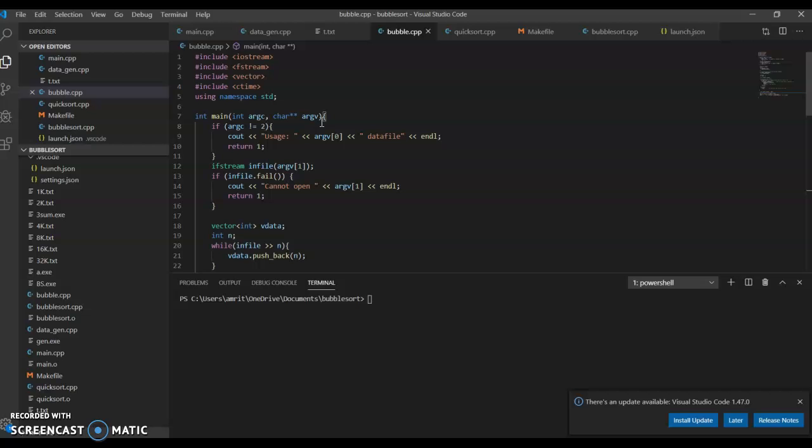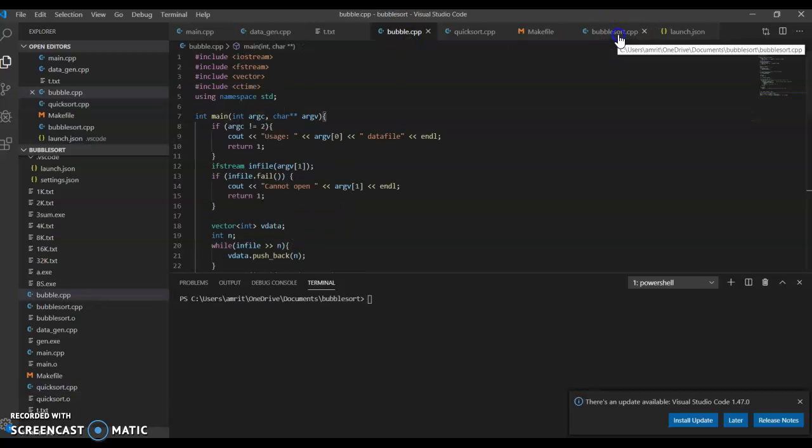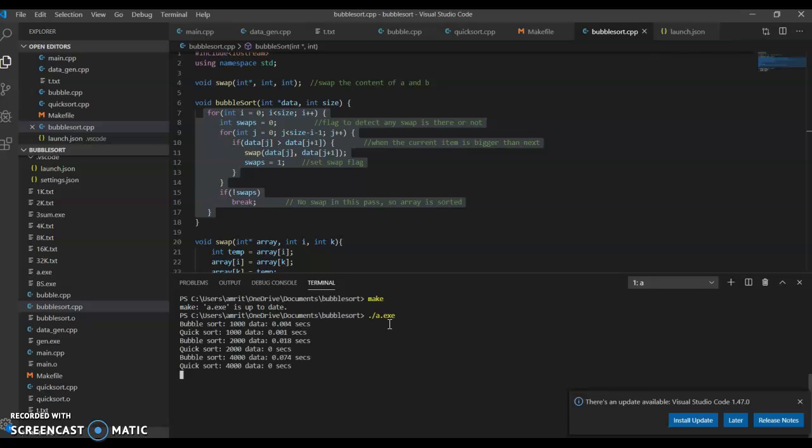Here I have created a program like we did in lesson 21, creating a quick sort and a bubble sort.cpp. make, exe. This will tell the time complexity of bubble sort and quick sort. Like in lesson 21 we did the selection sort with quick sort, here I have done bubble sort with quick sort.